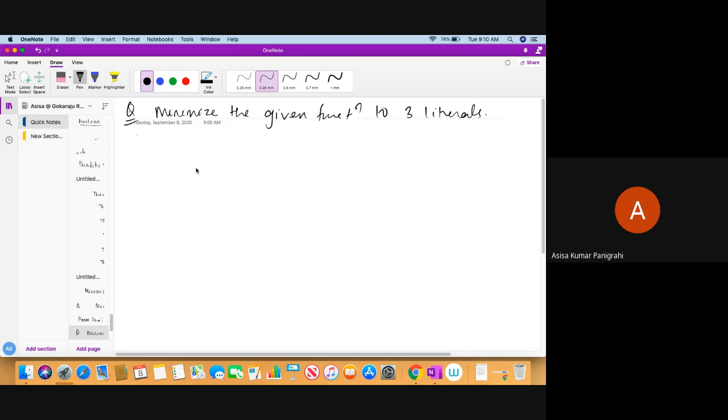Okay, so here you can see that the function is given as F = ABC + BC'D + A'BC. So here you can see how many literals there are. Obviously there are 9 literals. So these are all 9 literals. What you have to do is reduce it to just 3 literals, so it will be only with 3 literals.